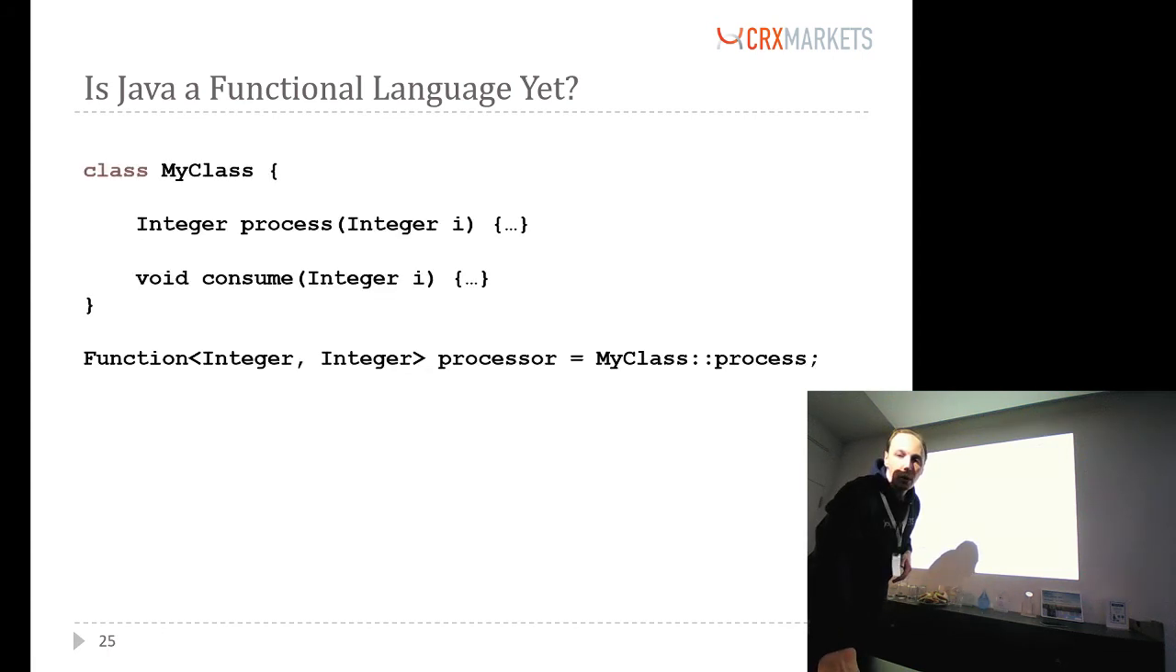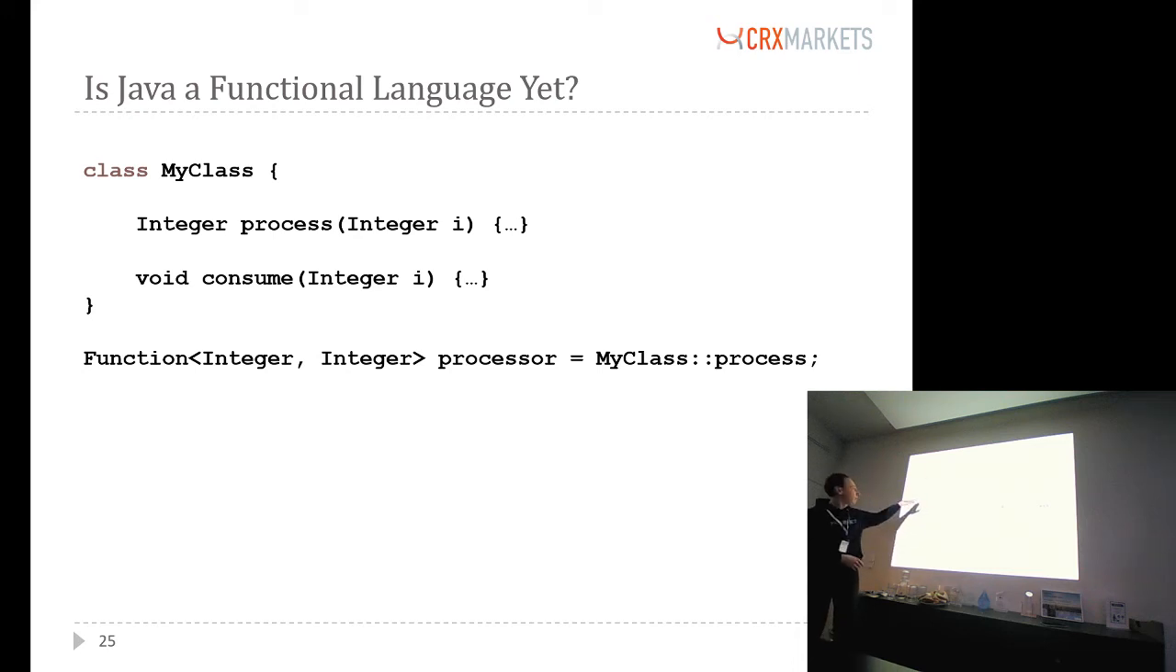The same problem is with consumers. So, for example, I have this class with a couple of methods, and I can reference a method by this syntax, with double colon. This is a function that takes an integer and returns an integer. It's pretty easy. So we see a method that takes an integer and returns an integer, and we can refer to it as a function. Cool.